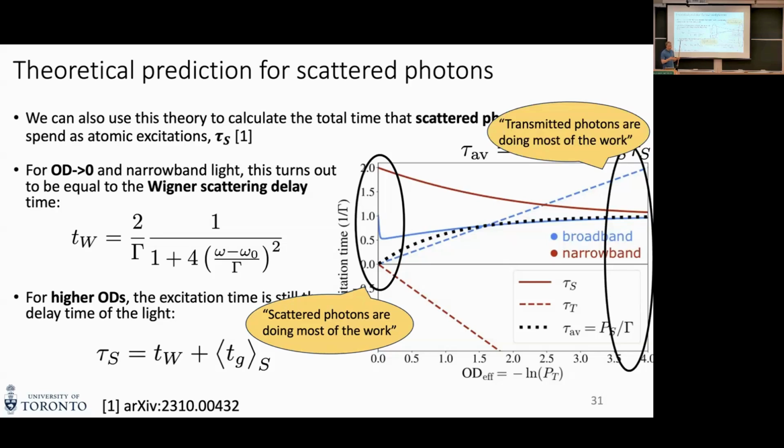here for very large ODs, you're giving a transmitted photon a chance to catch up because it has to transmit through the entire medium, and therefore it acquires this very large group delay. Whereas the excitation time for scattered photons is just saturating to some kind of constant. And so there, at least in terms of magnitudes of these effects, the transmitted photons are doing most of the work because indeed they see more of the medium. So both of these intuitions hold in different regimes in a sense.